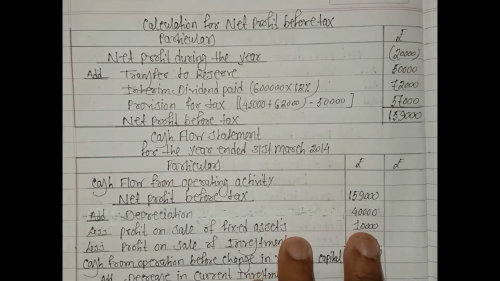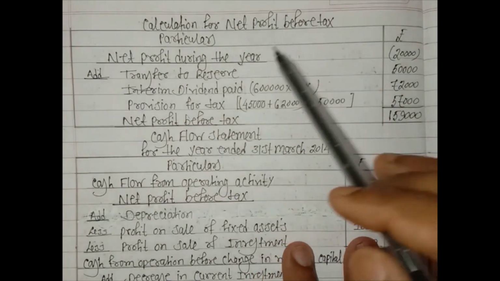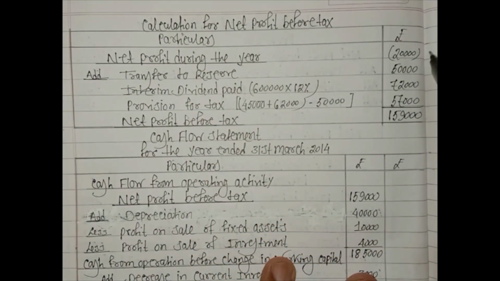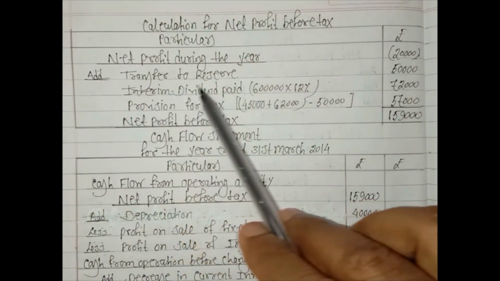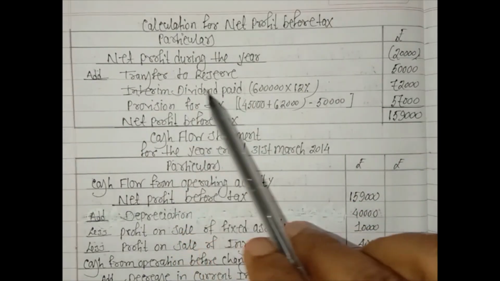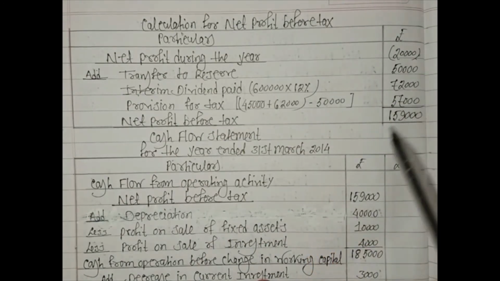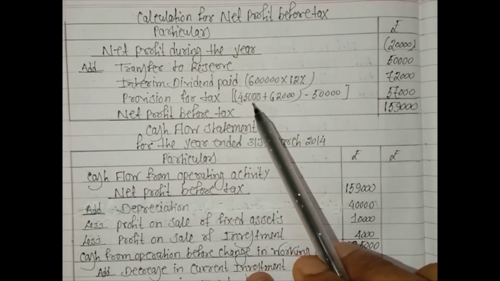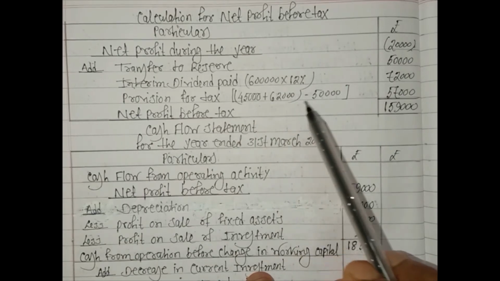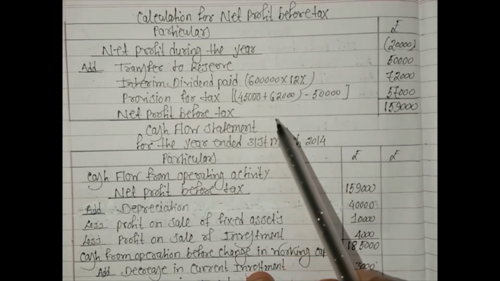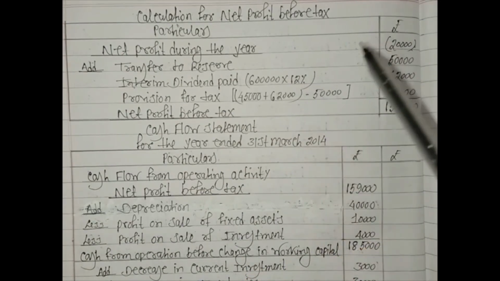Okay, now the calculation of net profit before tax. Particulars, rupees. Net profit during the year is negative 20,000. Here also the company suffers a loss of rupees 20,000. With that, transfer to reserve is rupees 50,000. Interim dividend paid on the opening balance of capital 60,000 at 12% becomes 72,000. Provision for tax is 45,000 plus 62,000 minus 52,000, which becomes 57,000. So it is our closing provision, and the amount of tax paid is rupees 62,000.